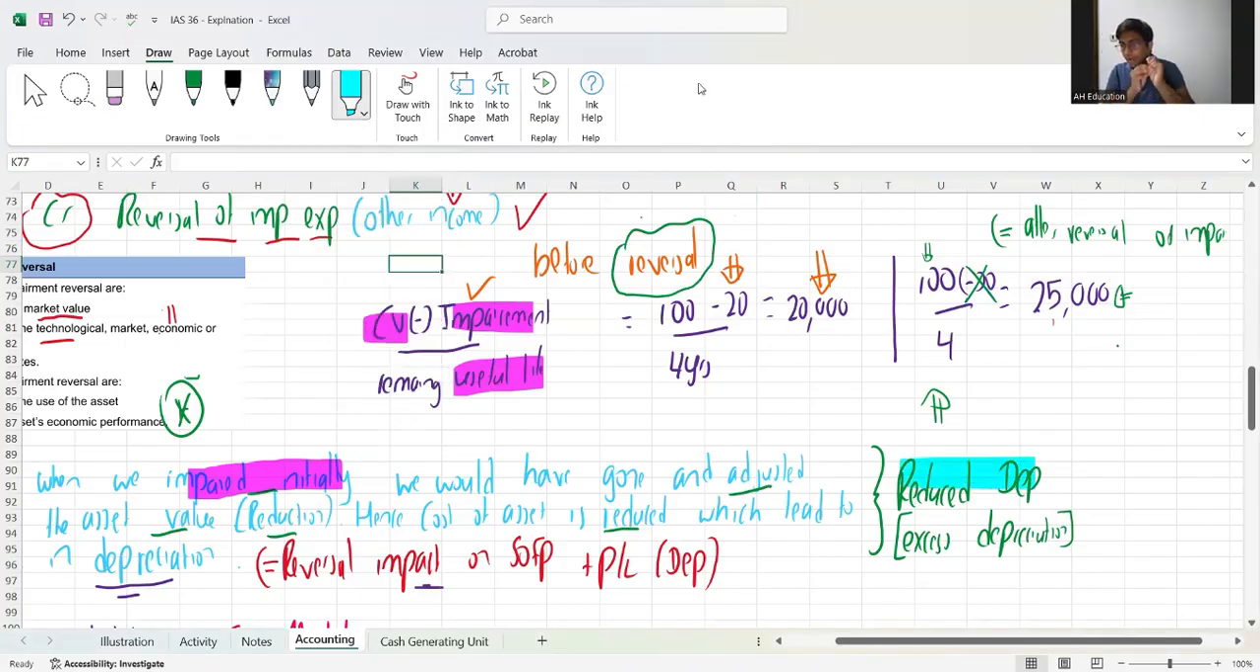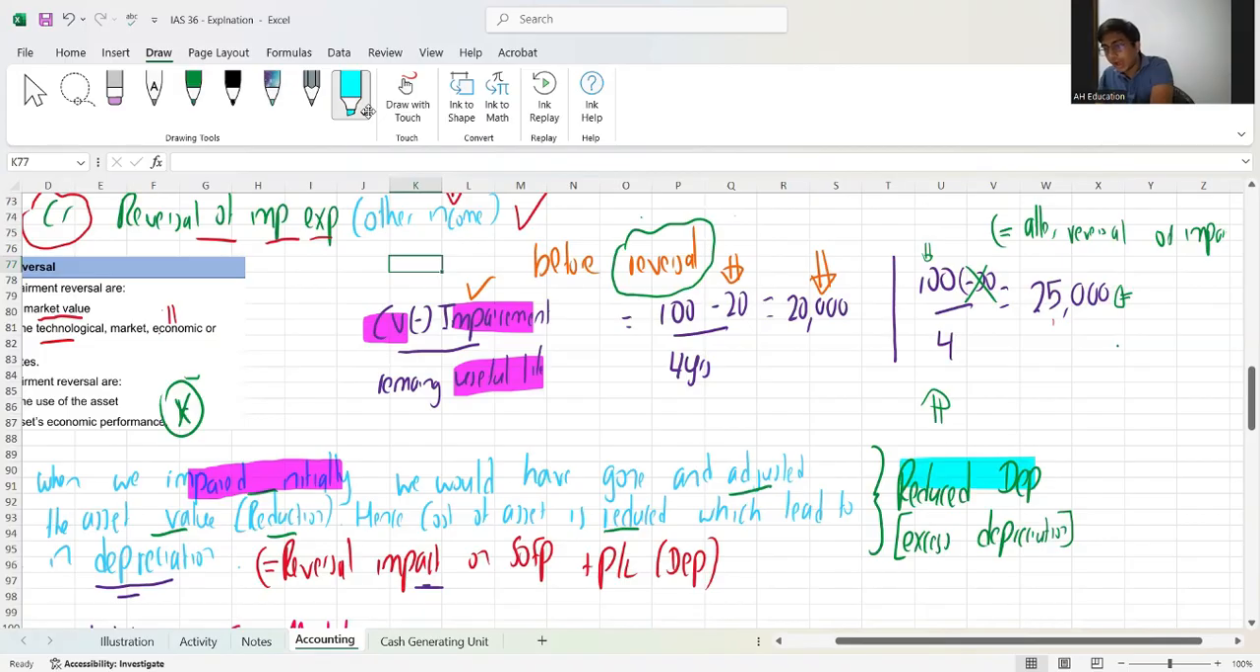Now, at present, we are planning on reversing the impairment. When you are reversing an impairment, you all don't need to go and reverse the depreciation also. Never ever have that thought. You never need to reverse your depreciation also. Okay.